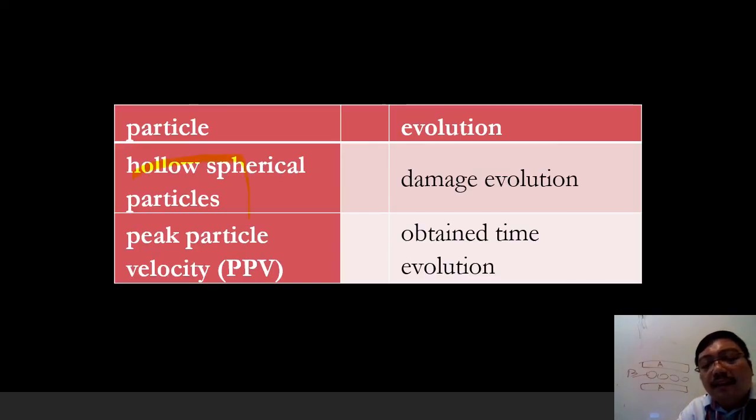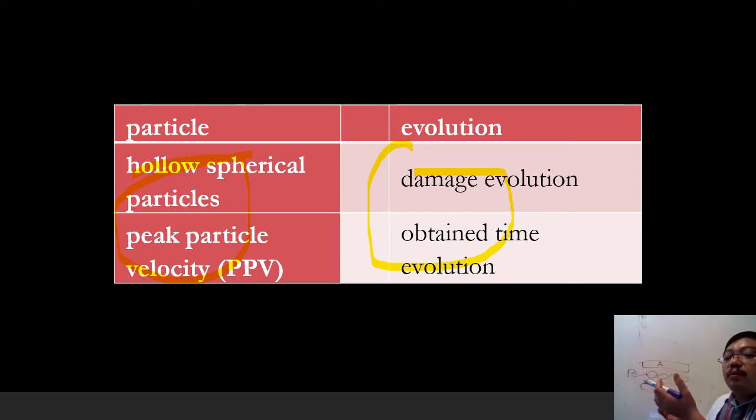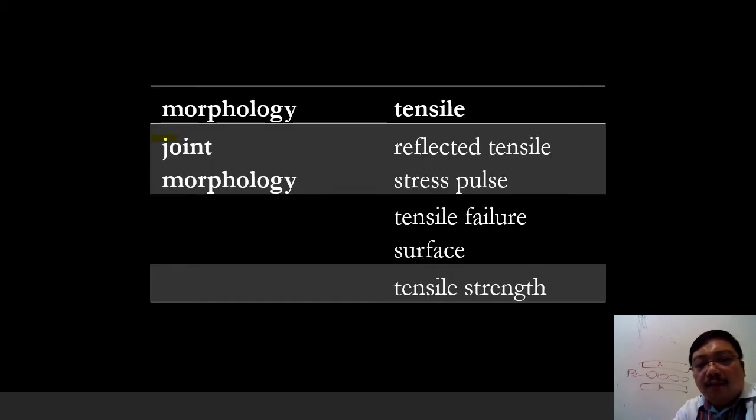This is the particle, when you are dealing with research, let's say doing sand research, particles that involve small particles. For the most related example, sand. And also concrete, because when concrete breaks away, it becomes small particles. And this is the hollow spherical peak particle velocity and everything. And they measure the evolution, obtain the time evolution, and this is the morphology.